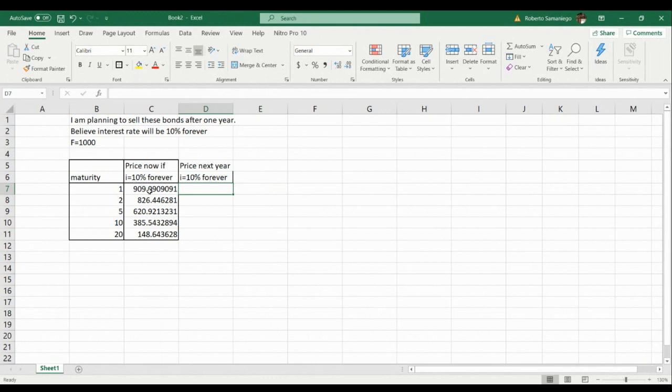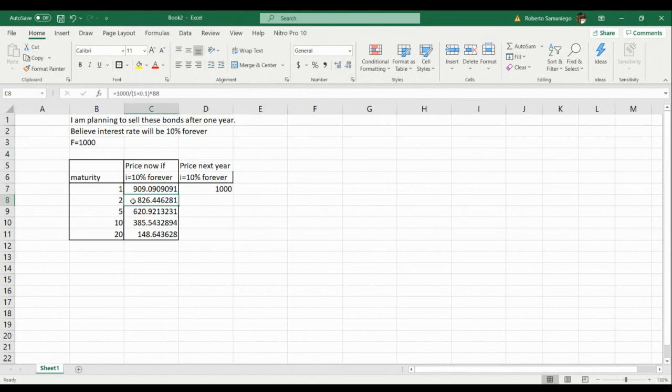So let's start with the 1-year bond. It was a promise of $1,000 in 1 year. Now a year has passed, so what is it worth? Well, now it's a promise of $1,000 now. $1,000 now is worth $1,000. So that one is straightforward.